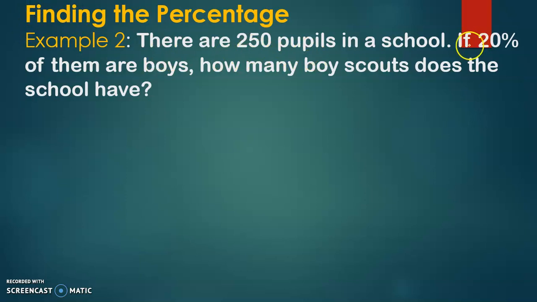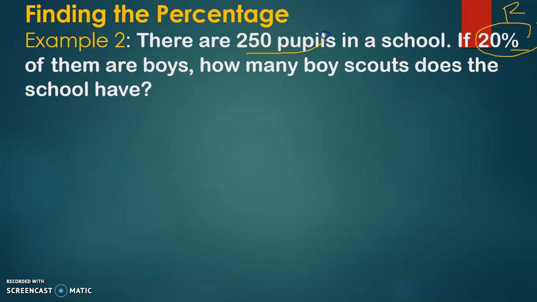Now, finding the percentage, example number 2. There are 250 pupils in school. If 20% of them are boys, how many Boy Scouts does the school have? Okay, tingnan natin. 20%, identify kasi natin yung mga number eh. Alin dyan ang percentage, alin ang rate, alin ang base. 20%, alam agad natin na rate yan, kasi merong percent sign. There are 250 pupils in a school. So, okay. 20% of them are boys. How many Boy Scouts does the school have?